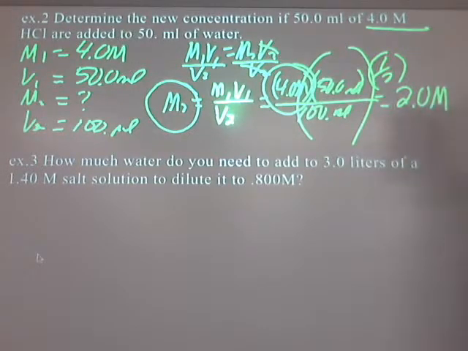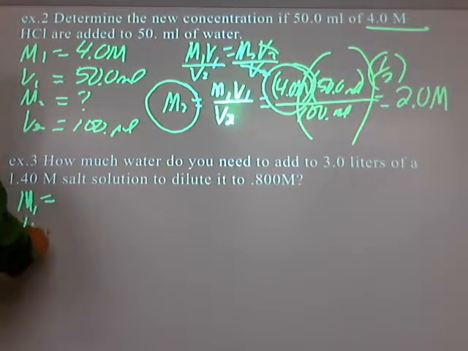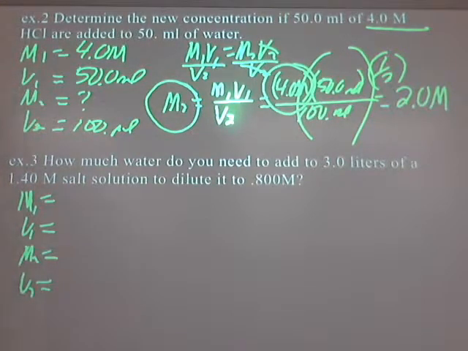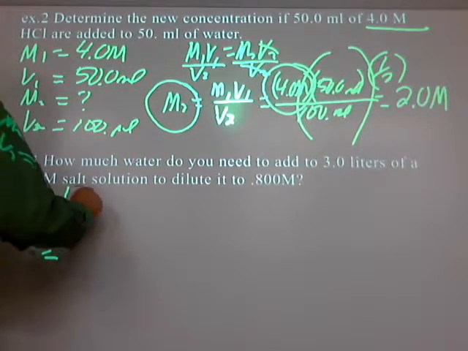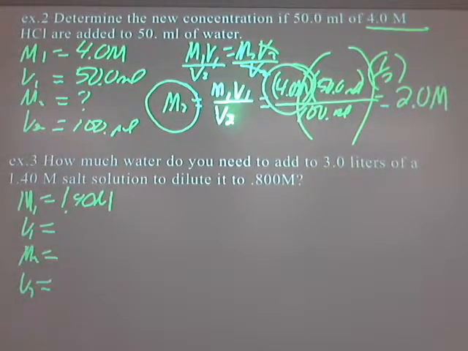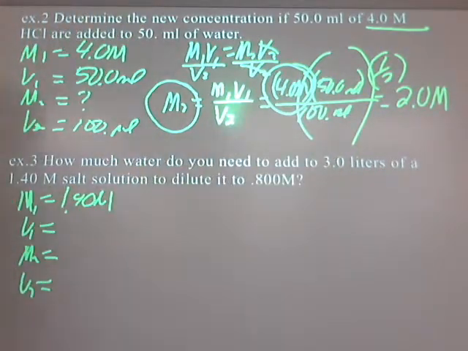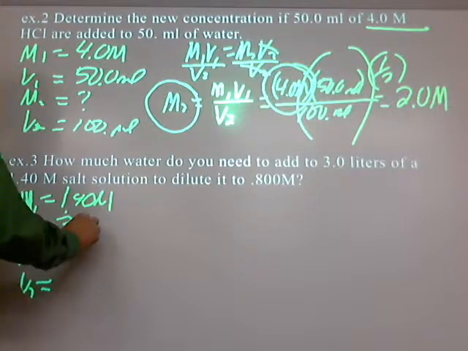It's not exactly just looking at the number at the end. That may be the answer, but you have to do something to it when you're in the lab, actually how you do it. So basically M1, V1, M2, V2. My initial molarity, 1.40 molar. My initial volume, what does it say? That's my initial molarity, and I have 3 liters of it. So what's my initial volume? 3.